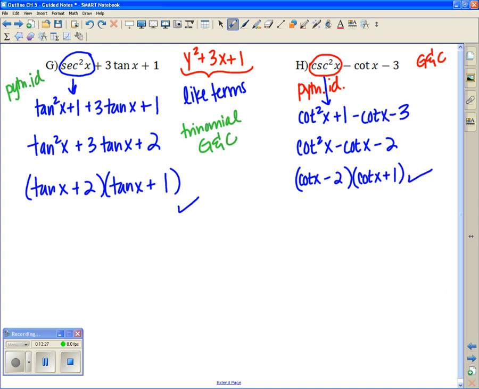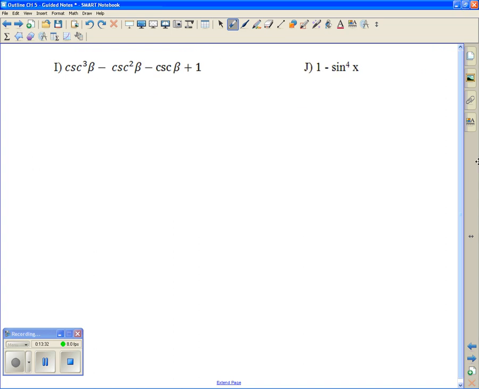And I thought we were done with our problems for today, but we actually have 2 more. Looking at this one, we have 4 terms. That could only mean that we need to factor by grouping. So I am going to take the first group and factor out a GCF. Luckily, there are no changes in here. We have all cosecants. So I'm going to factor out cosecant squared beta. And that would leave me with cosecant of beta minus 1.